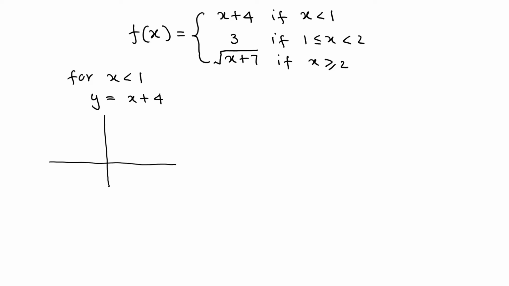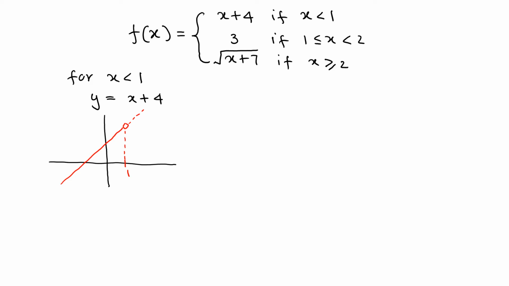If you graph it, it's going to continue like that and then stop, because it's only defined until 1. When you reach 1, it stops, and you cannot continue. After that we don't have this function, because it stops at 1.